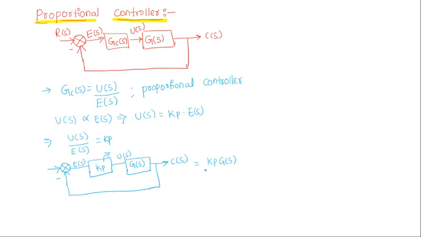That is Kp into G(s). Whenever the overall gain of the system is increased, in this case the steady state error of the system will be reduced. I will explain how the steady state error is reduced with the help of an example.